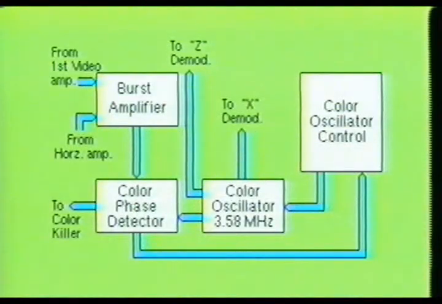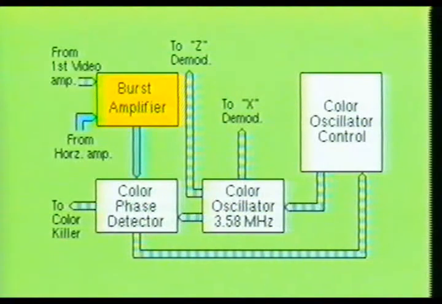Here you see the stages responsible for the synchronization of the color signal. They include the burst amplifier, color phase detector, 3.58 MHz color oscillator, and the oscillator control stage.